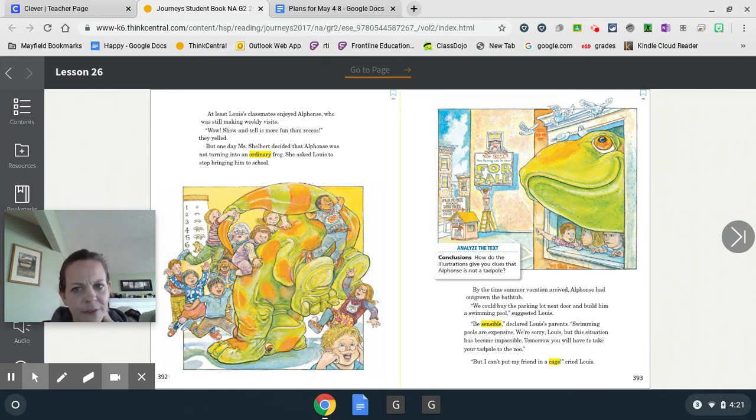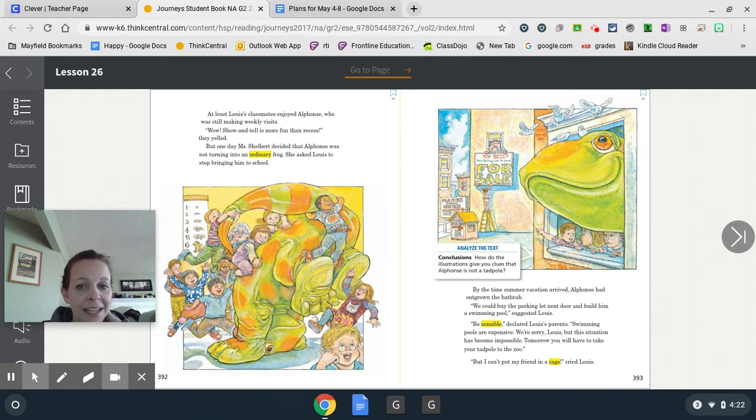By the time summer vacation arrived, Alphonse had outgrown the bathtub. "We could buy the parking lot next door and build him a swimming pool," suggested Lewis. "Be sensible," declared Lewis's parents. "Swimming pools are expensive. We're sorry, Lewis, but this situation has become impossible. Tomorrow you will have to take your tadpole to the zoo." "But I can't put my friend in a cage," cried Lewis.